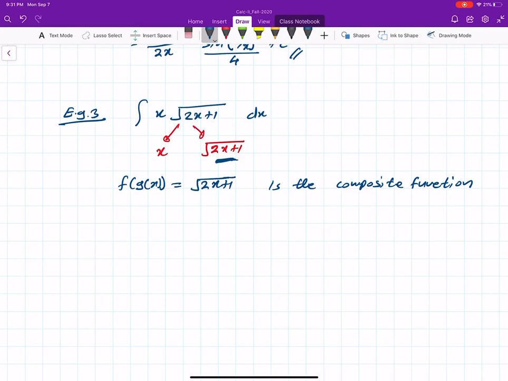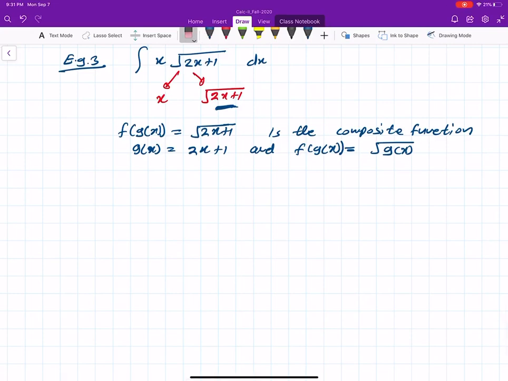And the inner function, which is g of x, should be 2x plus 1. And you could write f of g of x as the square root of g of x. g of x is the inner function. Now the third step, you have to try u as the function g of x, which is 2x plus 1. That is g of x.